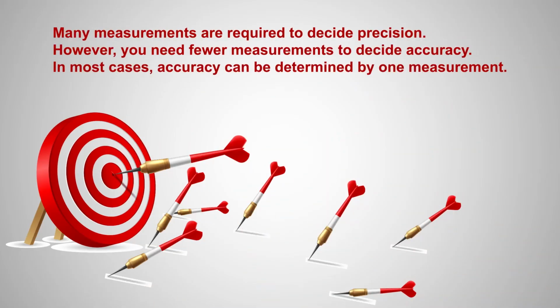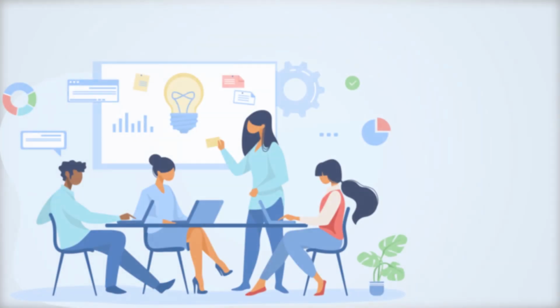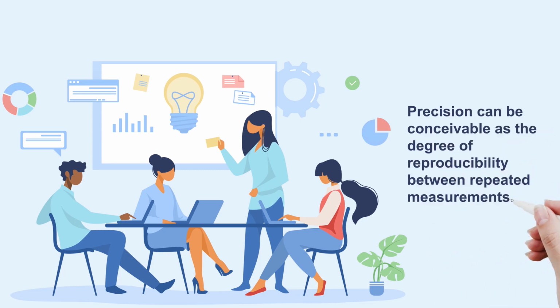Many measurements are required to decide precision. However, you need fewer measurements to decide accuracy. In most cases, accuracy can be determined by one measurement. Precision can be conceived as the degree of reproducibility between repeated measurements.